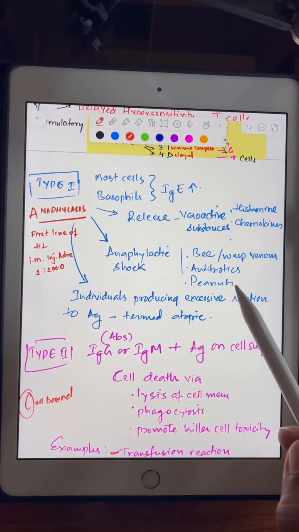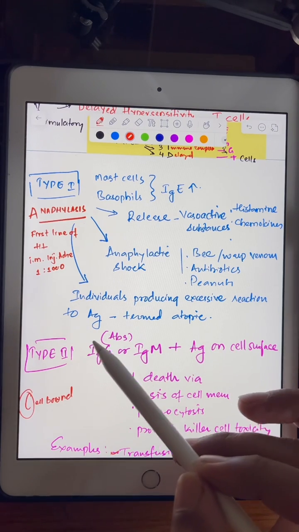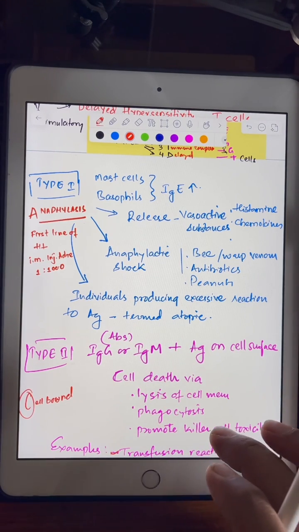If there is shock, most of the time it is from bee sting, wasp venom, antibiotics, peanuts, any allergy, which we call type 1 hypersensitivity. An individual producing an excessive reaction to an antigen is called atopic.